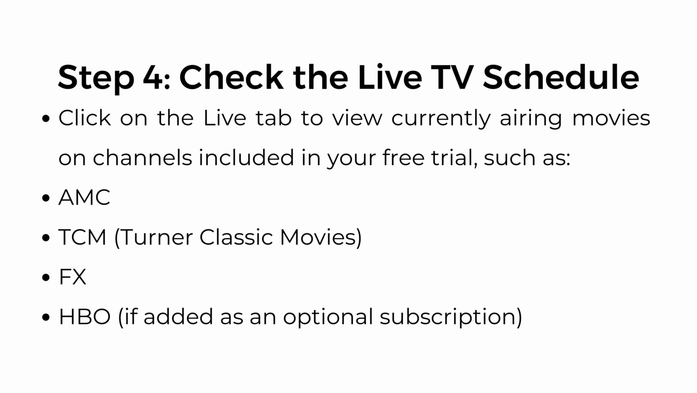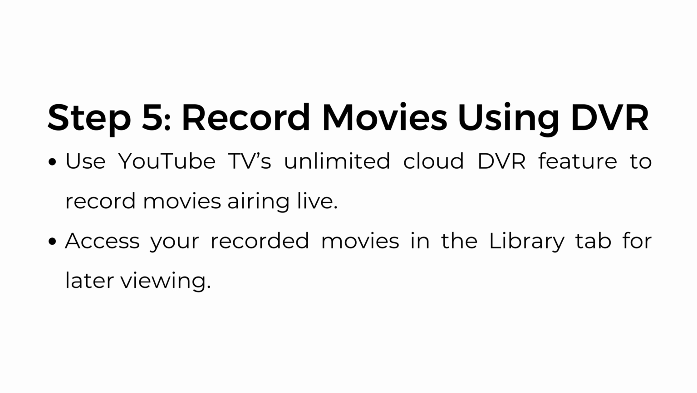Step number 4, check the live TV schedule. Click on the live tab to view currently airing movies on channels included in your free trial such as AMC, TCM, FX, HBO. Step number 5, record movies using DVR.